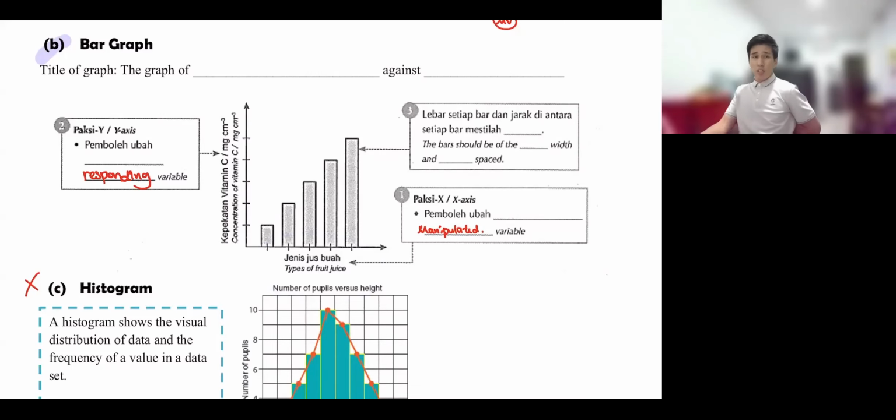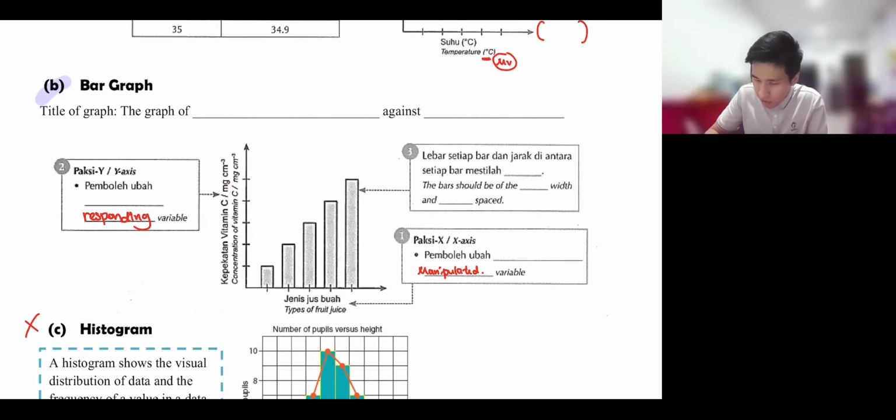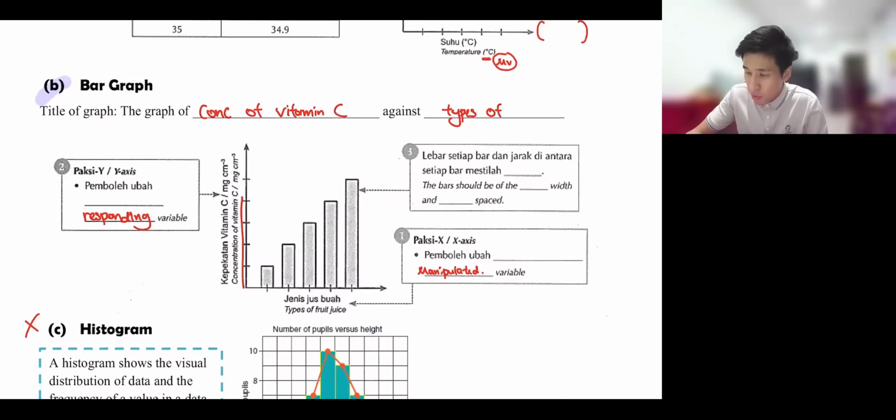Okay, so the title of the graph will be graph of RV against MV. So the same thing, RV is here, concentration of vitamin C, against types of fruit juice.